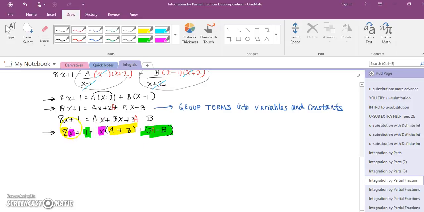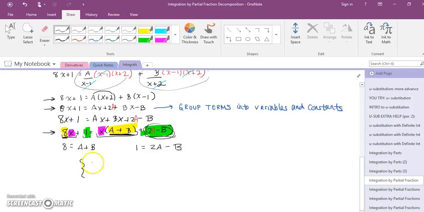And if I want to solve, what I can do is set the variable terms equal to each other and the constant terms equal to each other. If 8x plus 1 is equal to A plus B times x plus 2A minus B, remember this whole term right here is a constant, there's no variable. That means that 8 must be equal to A plus B, because they're both the coefficient of the x term, and 1 is equal to 2A minus B.